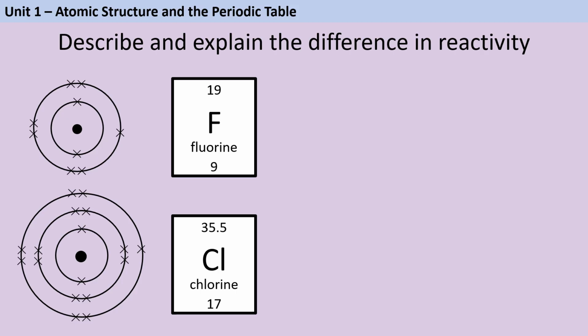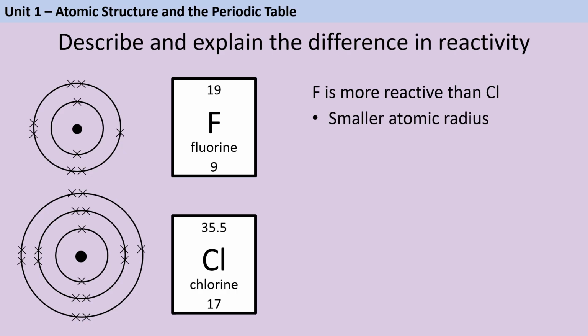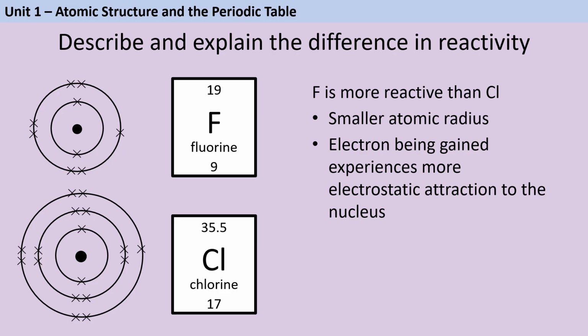A typical exam question might ask us to describe and explain the difference in reactivity between fluorine and chlorine. So first of all, fluorine, being the smaller halogen, is more reactive than chlorine. This is because it has smaller atoms, or a smaller atomic radius. When fluorine and chlorine react, they do so by attracting an additional electron. That electron experiences more electrostatic attraction to the nucleus of fluorine.